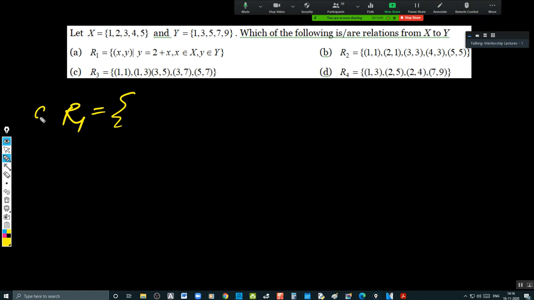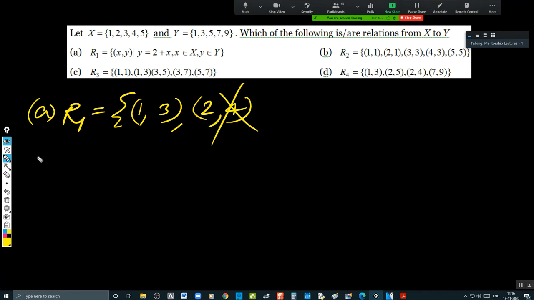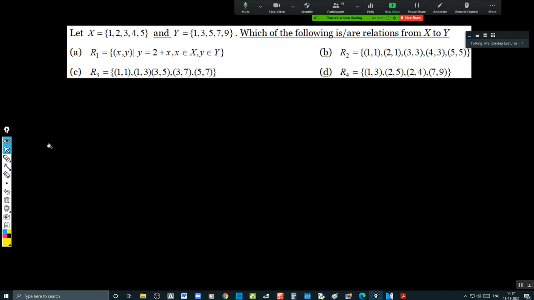I'll discuss just A and I'll leave the rest. R1 is y is equal to 2 plus x. If you substitute x as 1, 1 comma 3, it is there. If you substitute 2, 2 comma 4 is not there in Y, so it is not a relation. Similarly, you have to check it like that. This is the domain, this is the range. The range must close in capital Y.